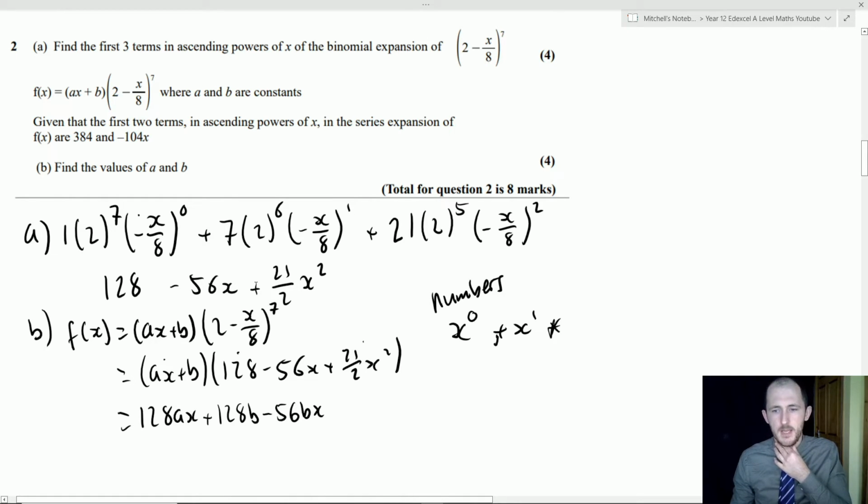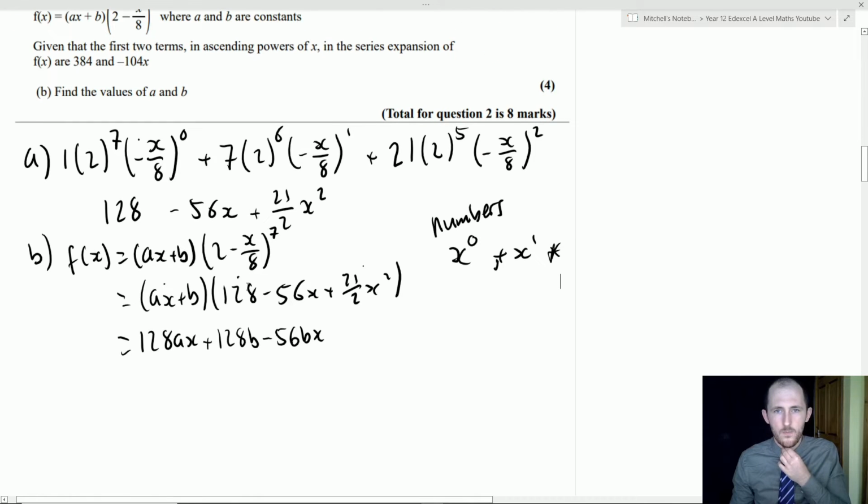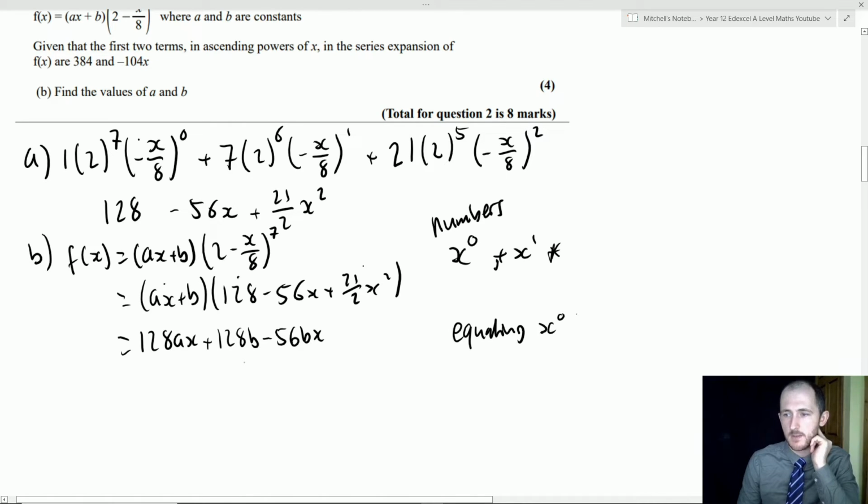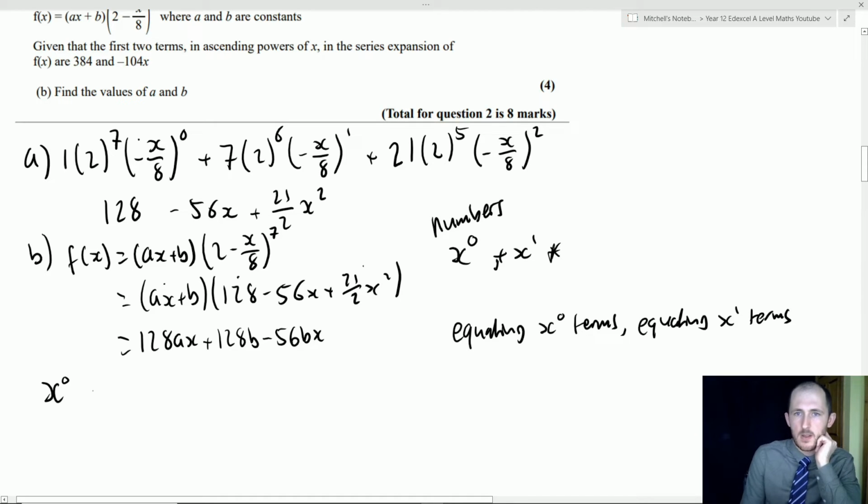So, it's telling me that the first two terms are 384 minus 104x. So from here, you might see what we need to do. What we're going to be doing is equating x to the 0 terms and equating x to the 1 terms separately. So let's start. If we start with x to the 0, x to the 0 in this is just 384. Make that a colon actually. And what is it in this term? It's just 128b.